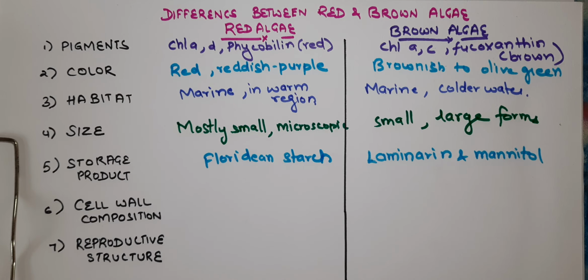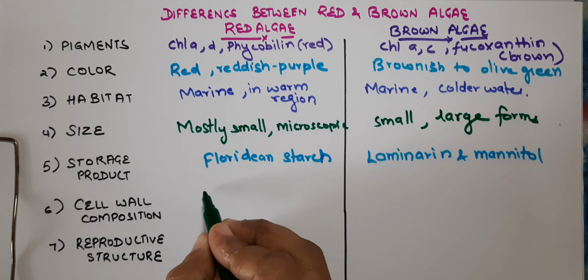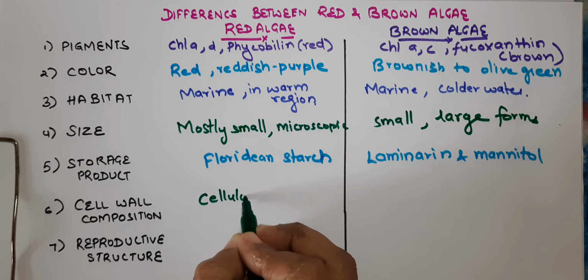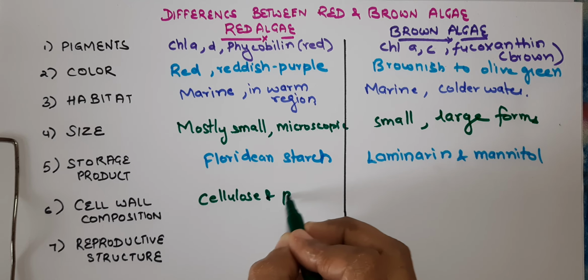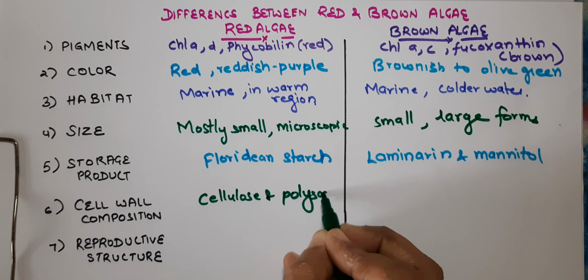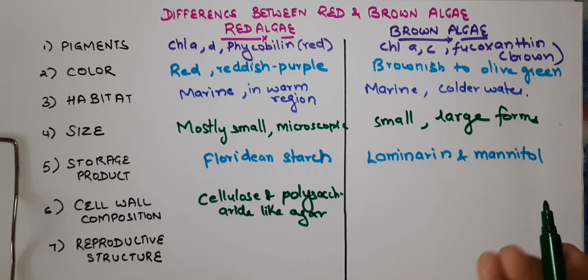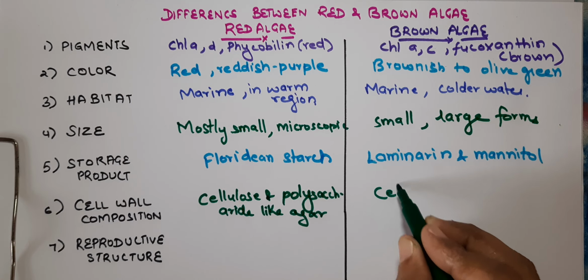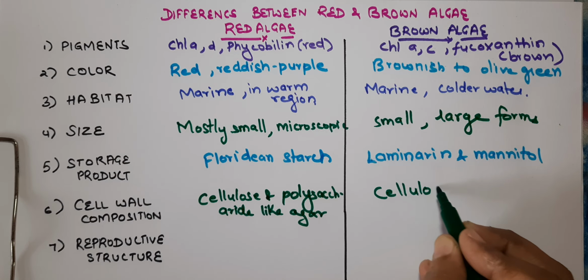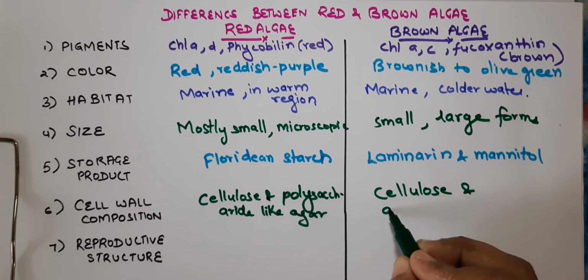If we talk about the cell wall composition, then the cell wall of the red algae is composed of cellulose, okay, and polysaccharide like agar. Okay, is that clear to you? And if we talk about the brown algae, then the cell wall consists of cellulose and alginic acid.